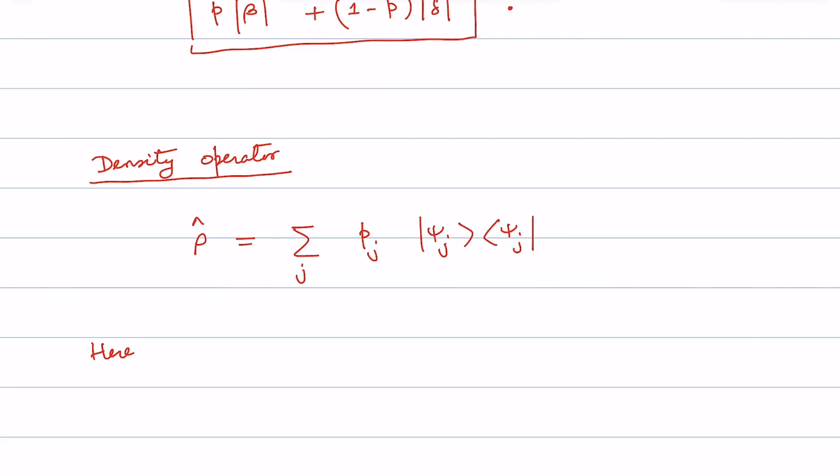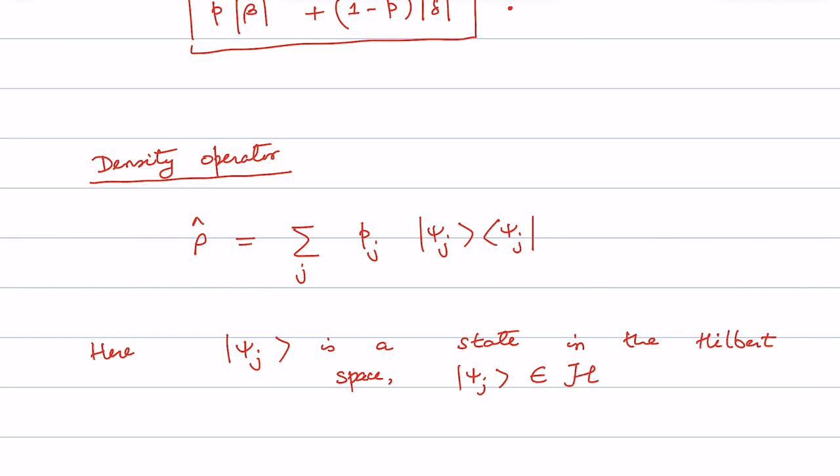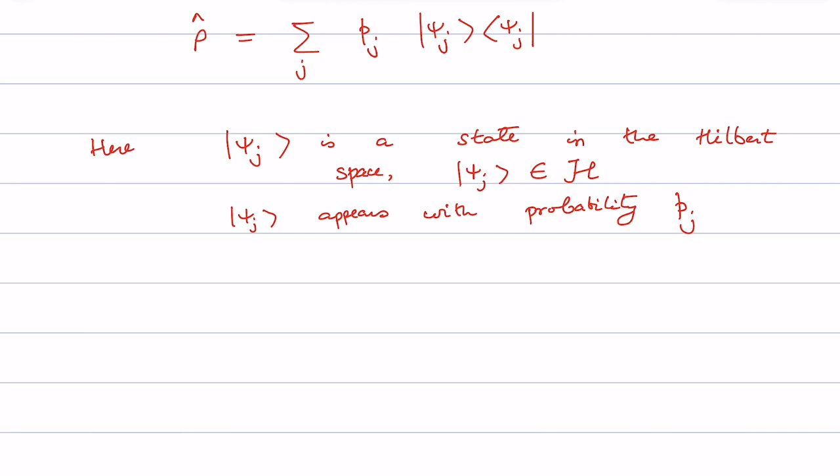And here, this ket psi_j is a state in the Hilbert space. That means this state belongs to the Hilbert space H, and psi_j appears with probability p_j. That's a classical probability, as we have discussed in the last example. And also it is assumed that this state psi_j is normalized, so the inner product is equal to 1.